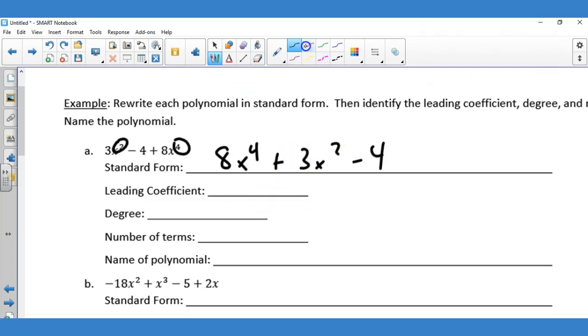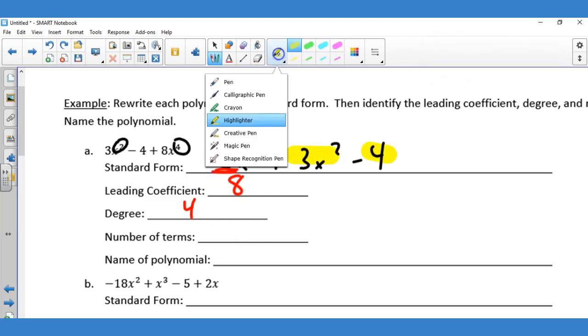Now the leading coefficient is going to be this term right here. The degree is the largest degree of the polynomial. For the number of terms, count how many terms. We have 1, 2, 3. 3 terms.